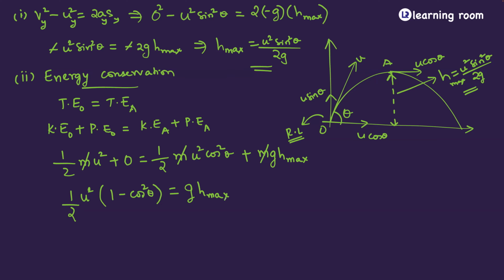So what is 1 minus cos square theta? This implies u square into sin square theta by 2 is equal to g into h max. Bring the g to the left hand side: u square sin square theta by 2g is equal to h max. Did you understand this?